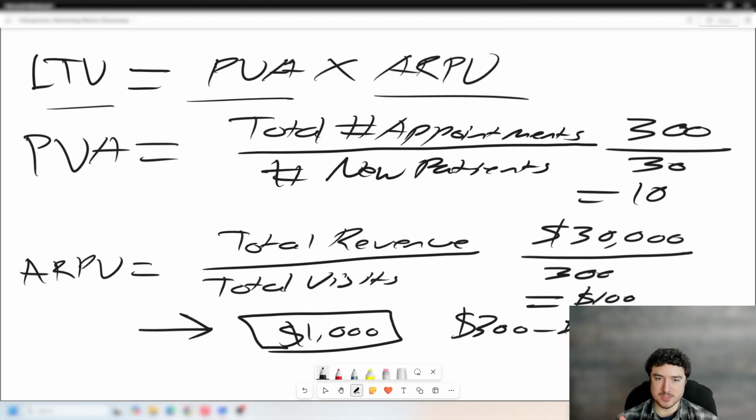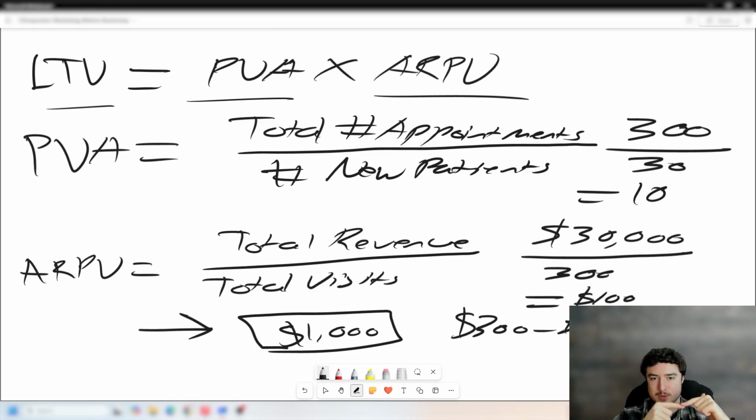So if we have $1,000, then that actually means that we need even fewer new patients in order to get our $100,000, which means we need to spend even less on ads. Again, you can see here, improving these metrics overall improves the practice. And so I'd say the two most important metrics, if we were to lump them together, would be CAC, cost to acquire a customer, and LTV.